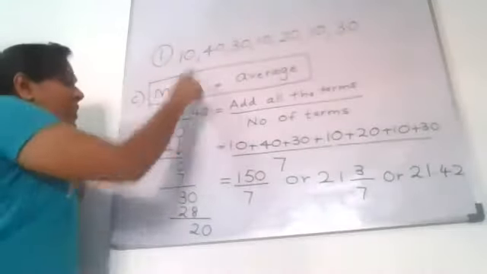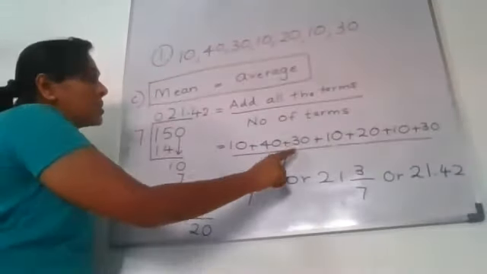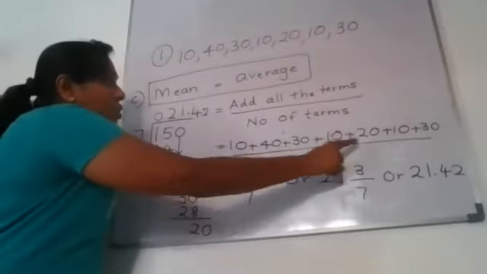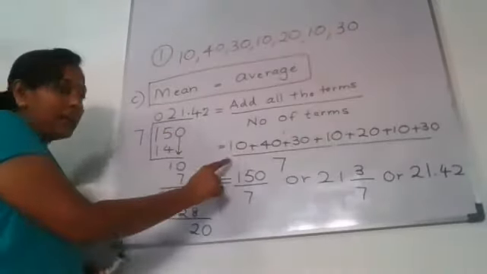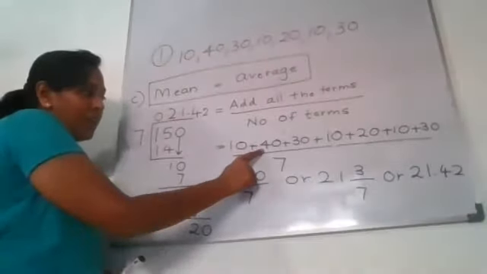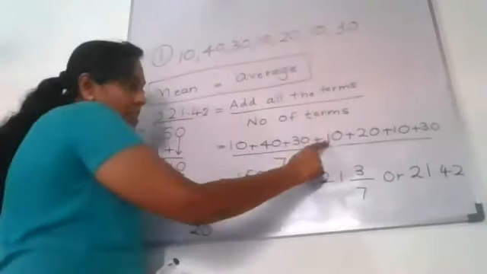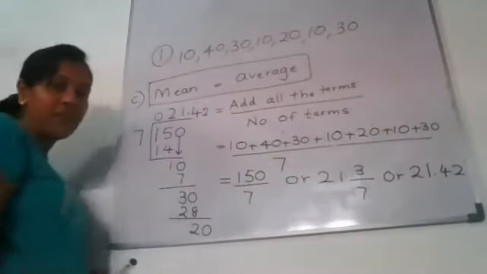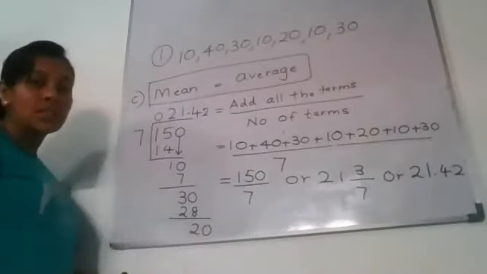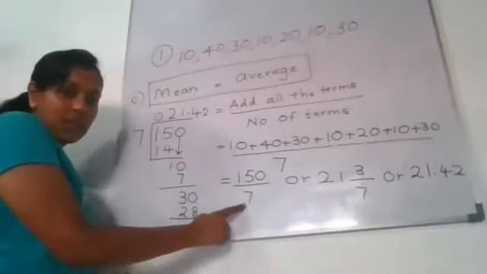So 10 plus 40 plus 30 plus 10 plus 20 plus 10 plus 30. So I have added them. 10 plus 40, 50, 80, 90, 110, 120, and 30, it's 150. I have 7 terms, so I have divided by 7.